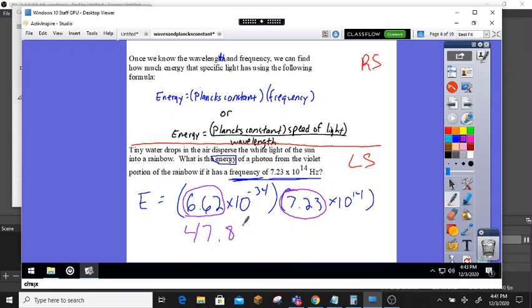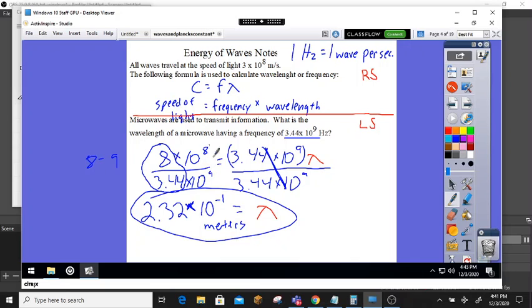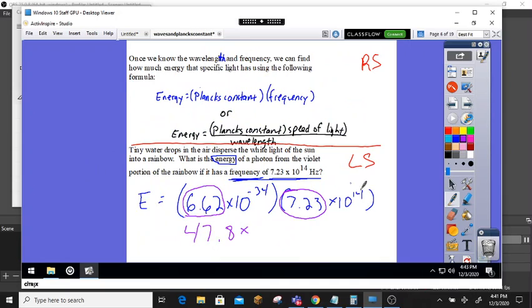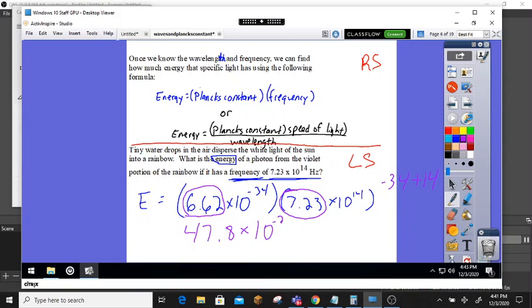Okay. And whenever we're multiplying exponents, remember that in the earlier problem, when we divide exponents, we subtract them. When we multiply exponents, we add them, right? So negative 34 plus 14 gives me negative 20.